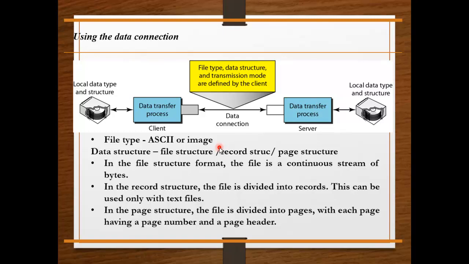The third one is page structure. The file is divided into pages. This is applicable only for text. So the text may have some 100 pages. So you can download page by page. Each page will have a page number and a page header. What is the difference between these three different structure formats?